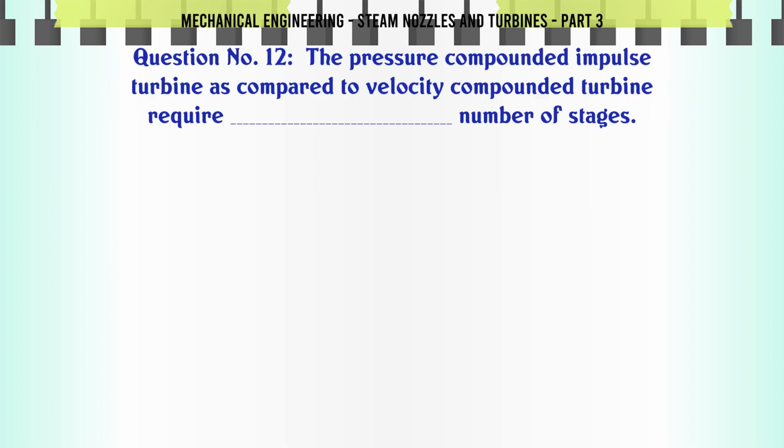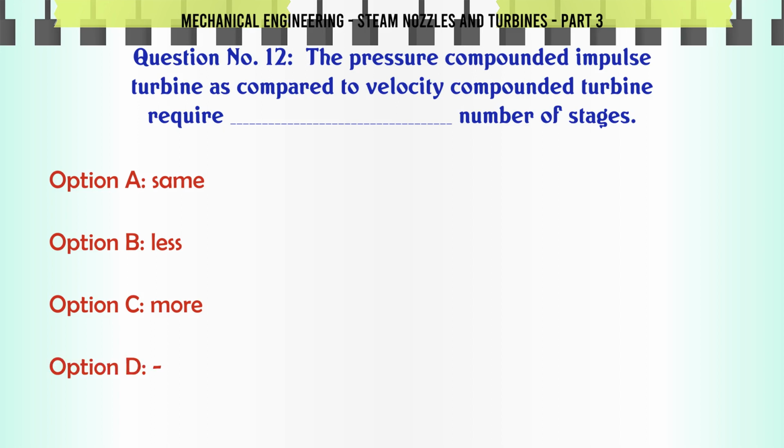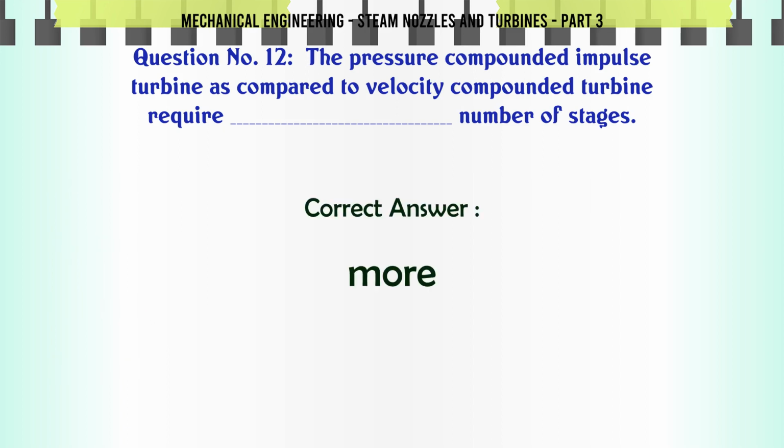The pressure compounded impulse turbine, as compared to velocity compounded turbine, requires number of stages. A. Same, B. Less, C. More, D. The correct answer is more.